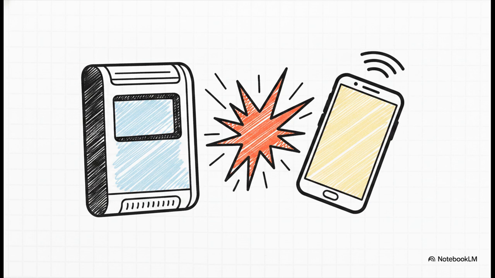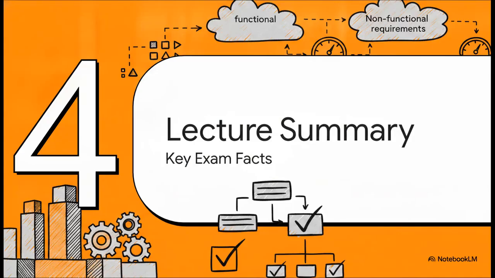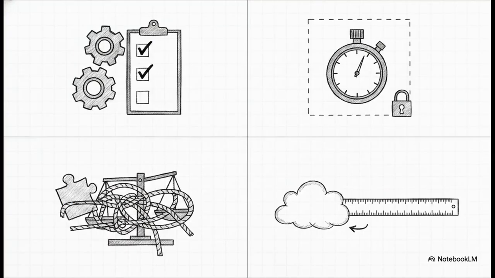So, just to recap, non-functional requirements act as system-wide constraints that have to be measurable to be testable, and architects are constantly balancing them when they inevitably clash. And just like that, we're at Section 4, Lecture Summary and Key Facts. Let's wrap this all up.